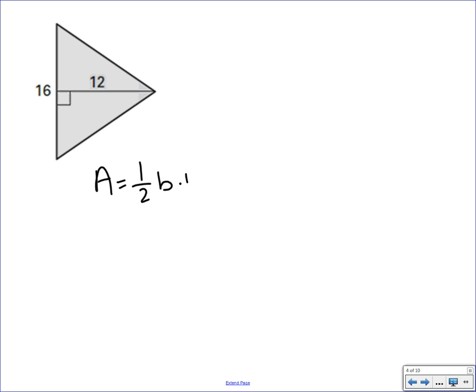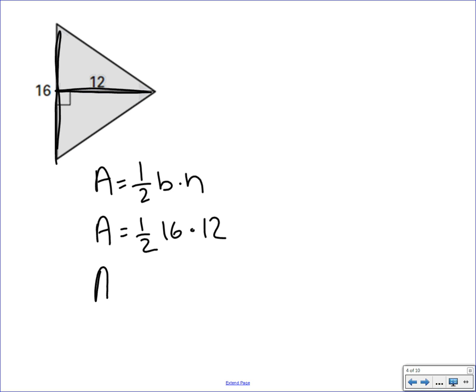The area is 1/2. The base is 16 times the height, which is 12. And that is going to be 6 times 16, which is, 8 times 12, or 6 times 16, which is 96.